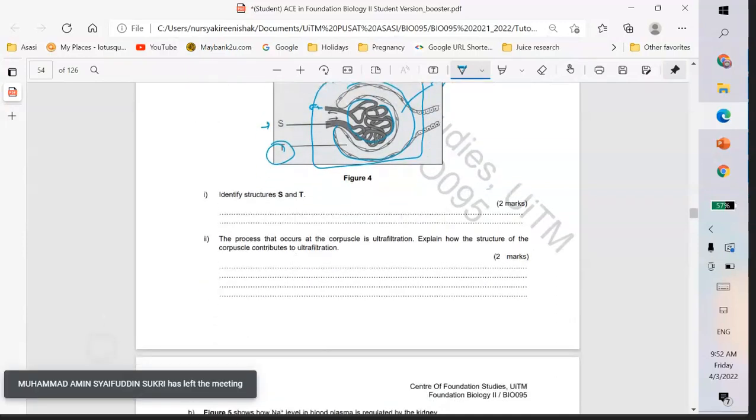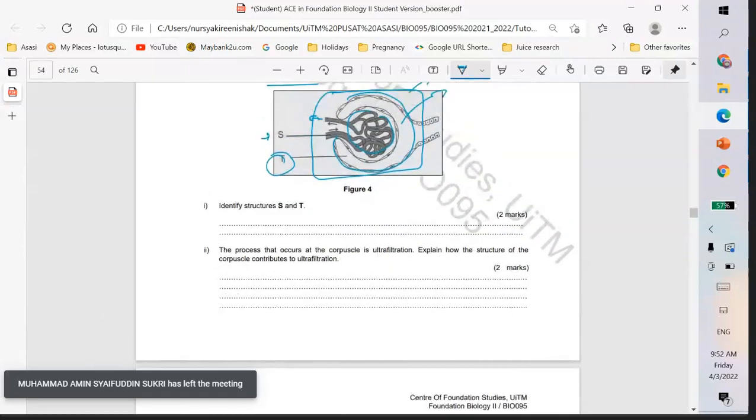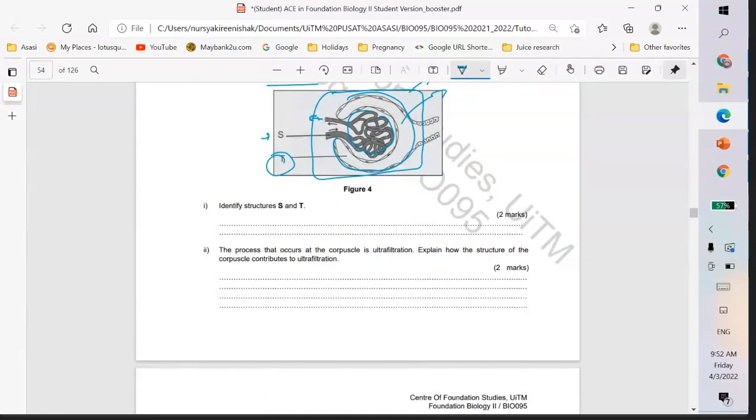Okay, for question number 2, the process that occurs at the renal corpuscle is ultrafiltration. Explain how the structure of the corpuscle contributes to ultrafiltration. So the word here that you want to highlight is the structure. Structure yang involved dalam menyebabkan boleh terhasilnya glomerular filtrate tu. So here you have to describe the structure of glomerulus and also the structure of Bowman capsule that will contribute to the process of ultrafiltration happening.